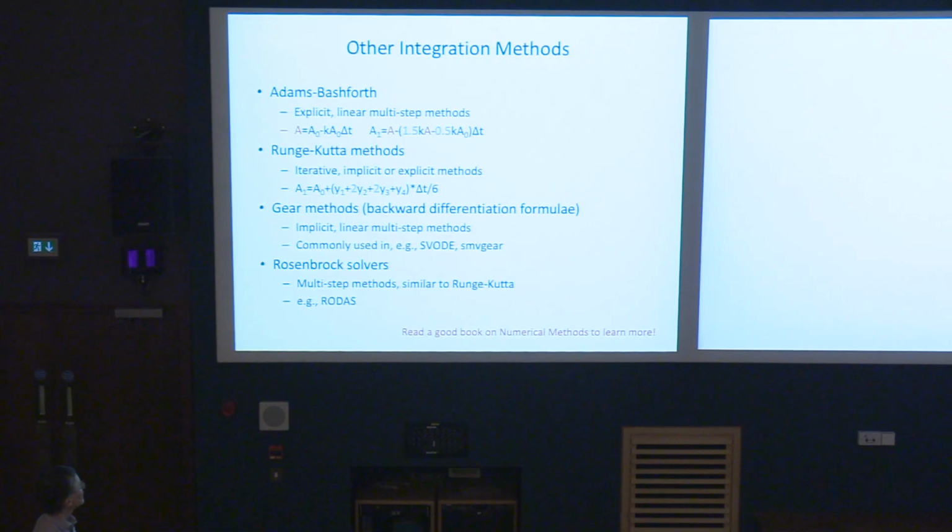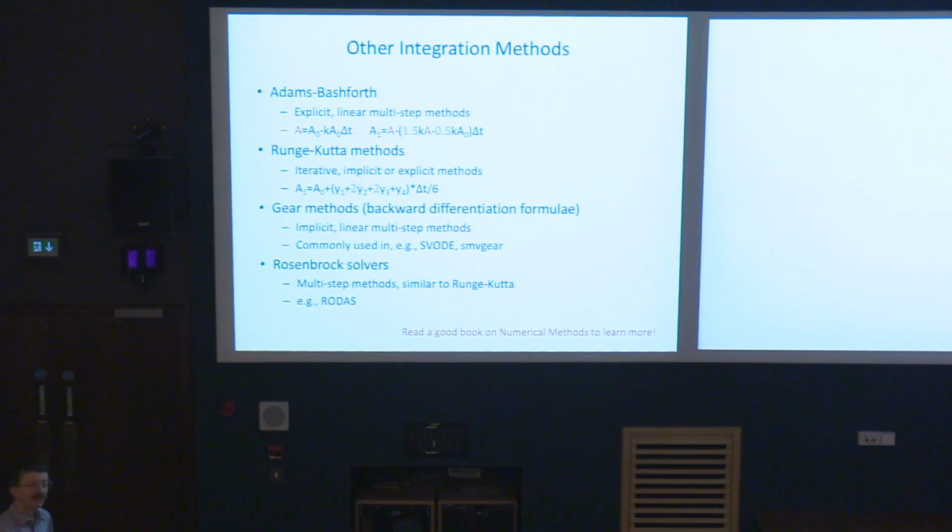Some of the most accurate methods you meet are Gear methods. These are backward differentiation formulae. So they use some kind of expression for arriving at what the concentration at the end of the step is, but they're also iterative. And you'll meet these, for example, in this sparse vectorized ordinary differential equation solver, SVODE, the SMV Gear package. Again, these are used by models such as GEOS-Chem.